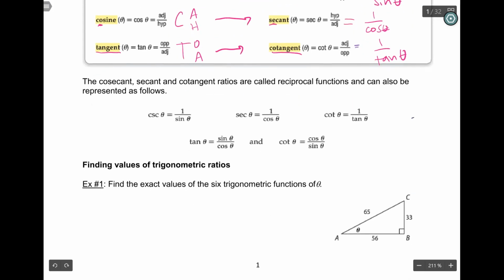So this is what I said already. Cosecant is the inverse of sine. Secant's the inverse of cosine. Cotangent's the inverse of tangent. And then another way to say tangent is sine over cosine. So if you want to look at the inverse, you just flip it. So it would be cosine over sine.